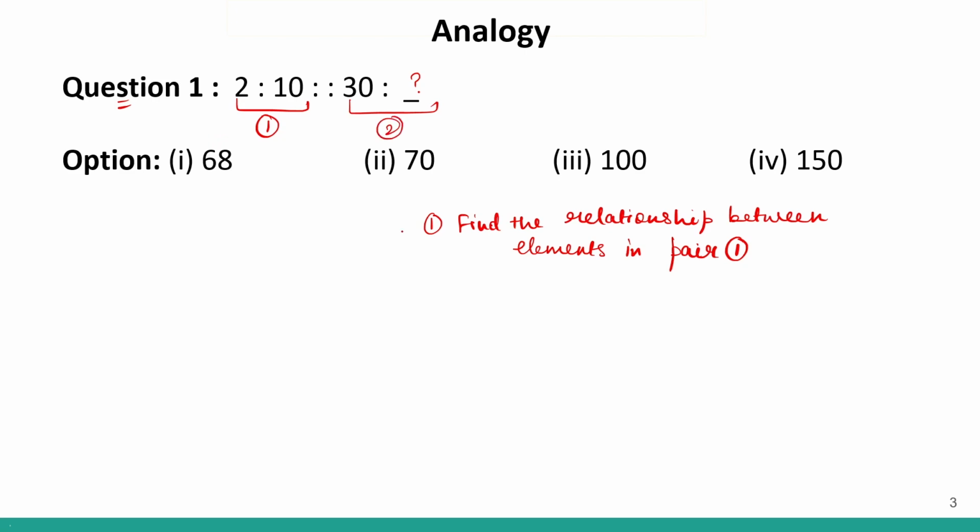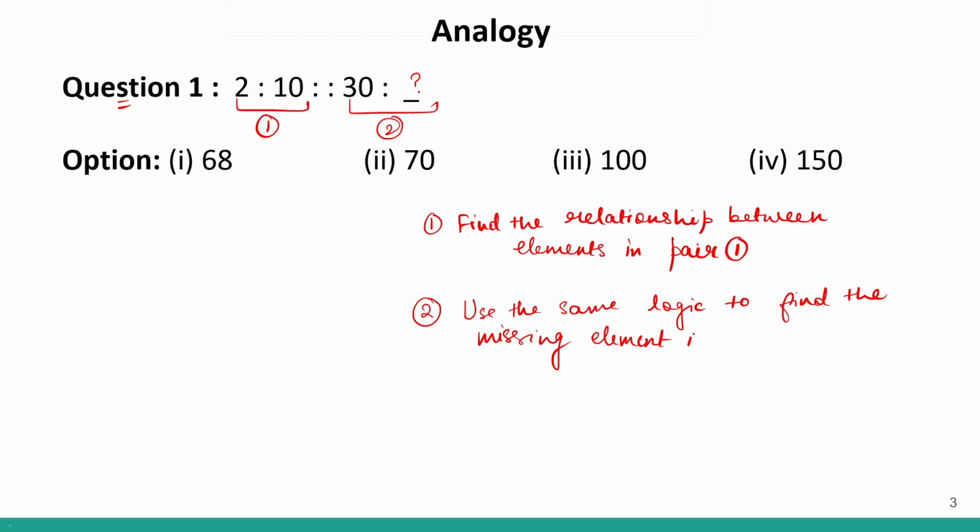What is the second step in analogy? The second step is to use the same logic to find the missing element in pair 2. Correct? So this is how we solve questions on analogy.